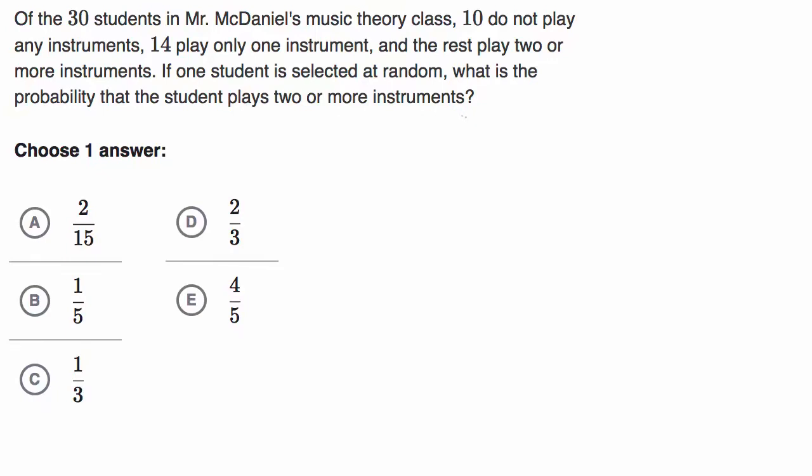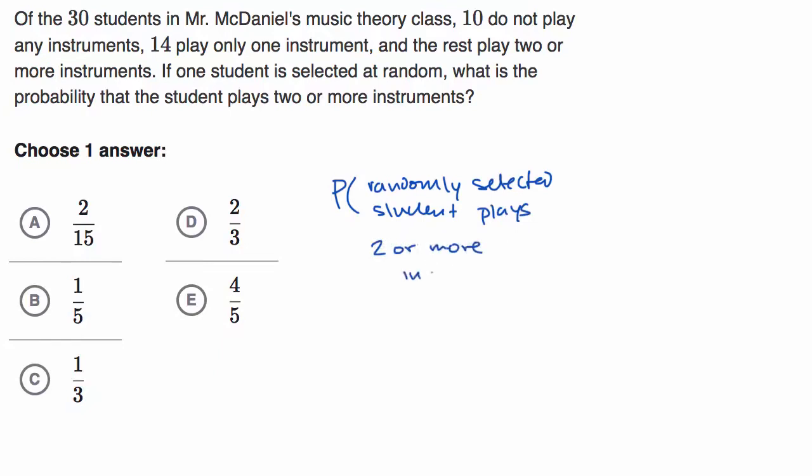Okay, now what are we trying to figure out? We want to figure out the probability that a given student, a randomly selected student, plays 2 or more instruments. So when you're doing a probability question like this, we know what our denominator is going to be.